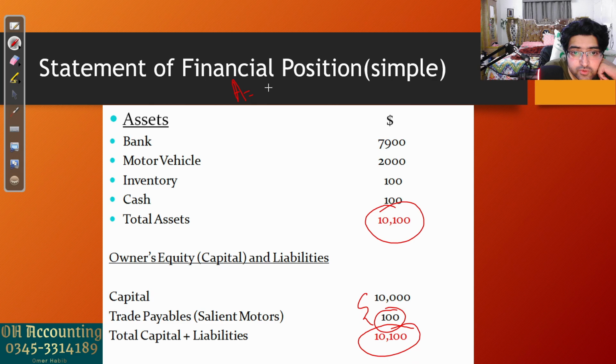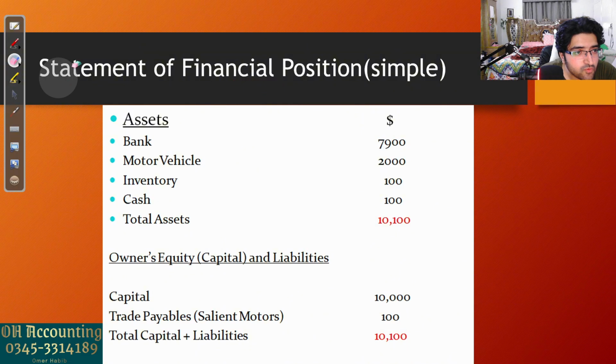Assets equals owner's equity plus liabilities, or assets equals capital plus liabilities. It's the same thing, and we can see they're equal, which means we did not make any mistake in recording data. If they were not equal, it might mean that we have made a mistake. Both sides of the accounting equation should always be equal, and total assets should be equal to total capital plus liabilities. Let me erase this and move on.